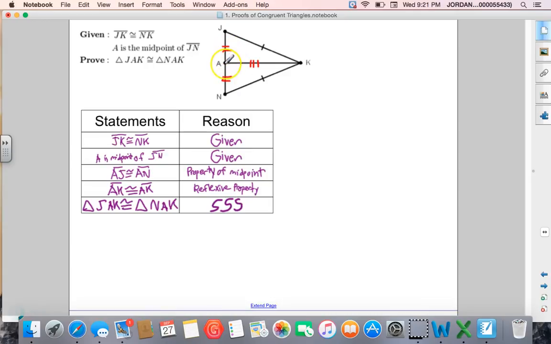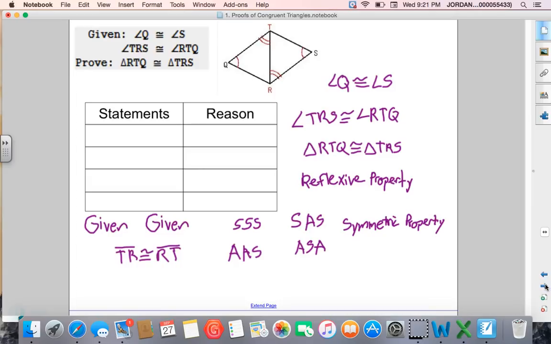Those two segments got to be the same. If A is in the very middle, it cuts it in half, so those two got to be the same. So we can say AJ is congruent to AN because of the property of a midpoint, and then we can say that AK is congruent to itself because of the reflexive property. Something is always equal to itself. Alright, so then once we know all that, we can say our triangles are congruent because of side-side-side congruency. Alright, now next one, we're going to give you some extra things here.